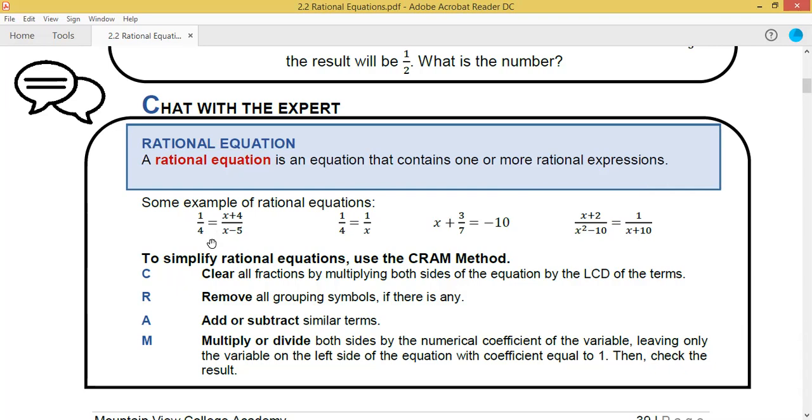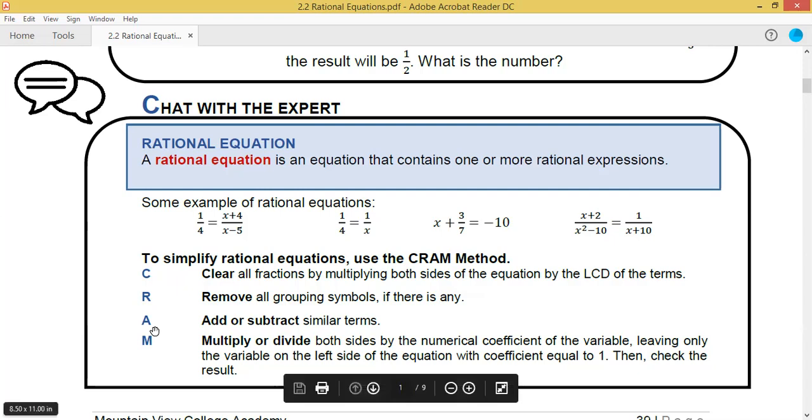Now, how do we solve for rational equations? In this lesson, we will use the CRAM method. C stands for clear. We need to clear all fractions by multiplying both sides of the equation by the LCD of the terms. R, remove all grouping symbols if there is any. It means that we simplify by removing all parentheses, braces, or brackets.